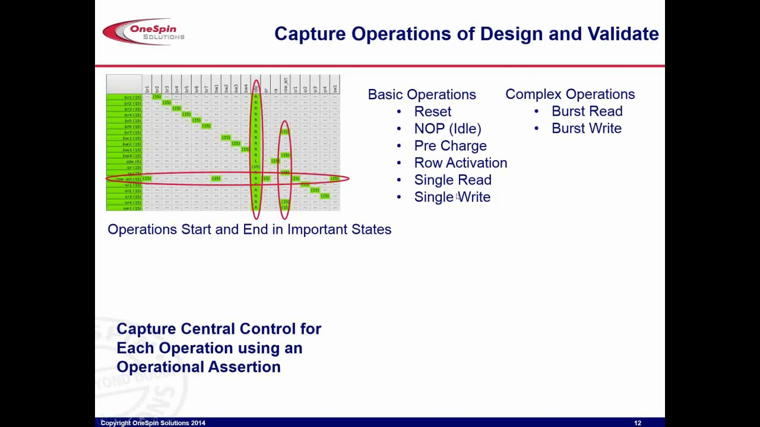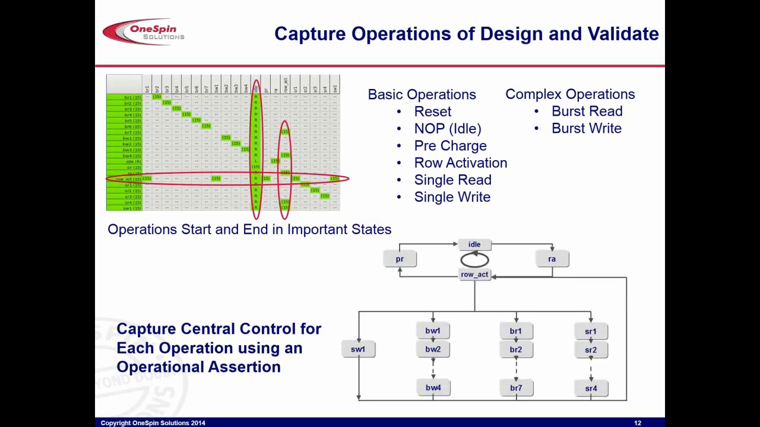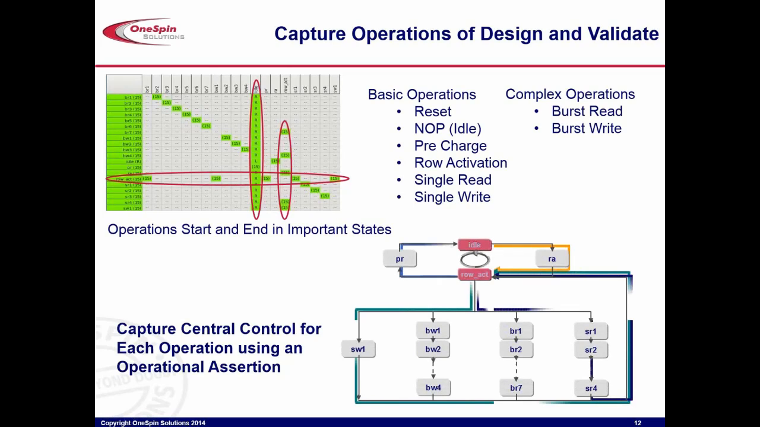Basic operations of my design are reset, pre-charging, row activation, reading and writing, and more complex would be burst reads and burst writes in this case. Then if I look at the more abstract way, the design looks like this. I have these operations that start in idle and go to row activation, and from row activation I can go to single write, burst read, and single reads.